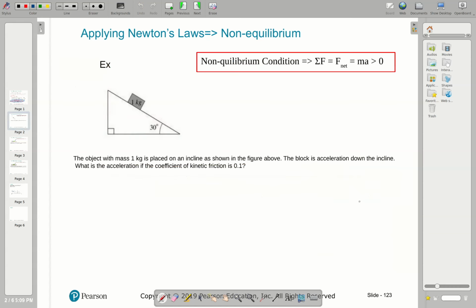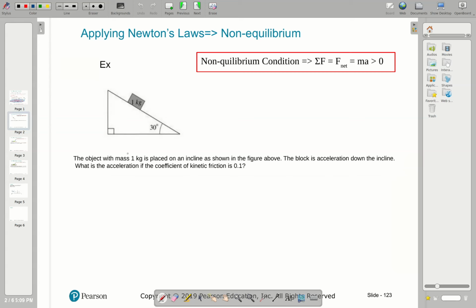And applying this to questions will help us, how to apply it, how to solve it. So I'm going to dive into questions directly. Here is a non-equilibrium question. We looked at this question in equilibrium version. Now we will say, let's say it's not in equilibrium, it's moving, it has an acceleration. How do we approach it?